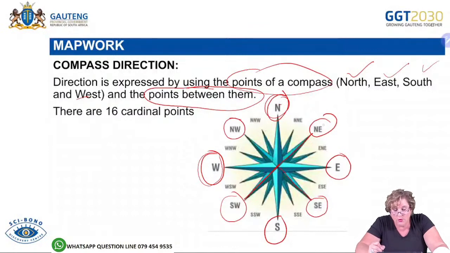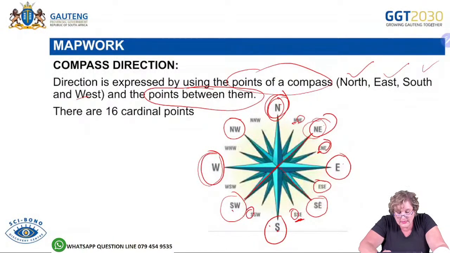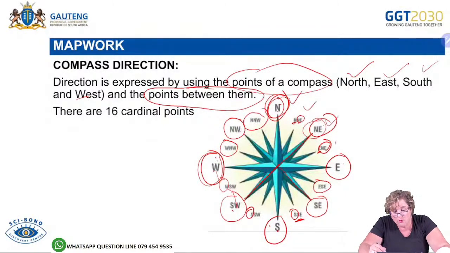Now between north and northeast I have north-northeast. Between northeast and east I'm going more to east, so it's east-northeast. Between southeast and east I've got east-southeast. Between south and southeast I've got south-southeast. Between south and southwest I've got south-southwest. Between west and southwest I've got west-southwest. Between west and northwest I've got west-northwest. And between northwest and north I have north-northwest. You need to know all 16.